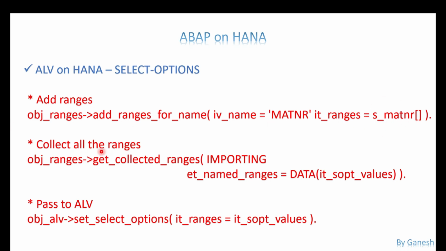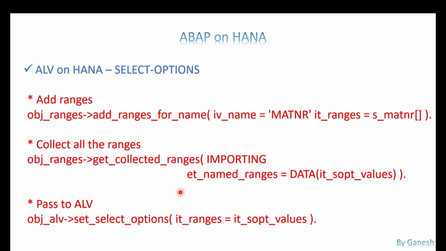Once it is done, you have to collect the ranges. So you have to use get collected ranges, and that is coming under another new internal table, SOPT values, it can be anything. There's another internal table which carries the format, nothing but include, exclude, ranges, everything is going to be added here, and finally that is going to be passed to a select option. So set select options. This will automatically filter your ALV final result based on the user input.